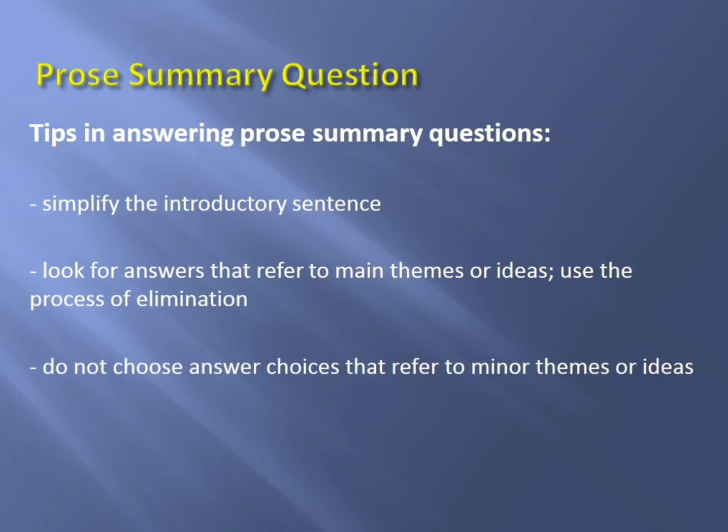Next, do not choose answer choices that refer to minor themes or ideas. Continue with your process of elimination. Again, you might not need to look back at the passage at this point yet. Cross out answer choices again. Keep in mind that your task for this question is to summarize the whole text. So, leave out answer choices that are rather too specific. A summary would not contain specific details.